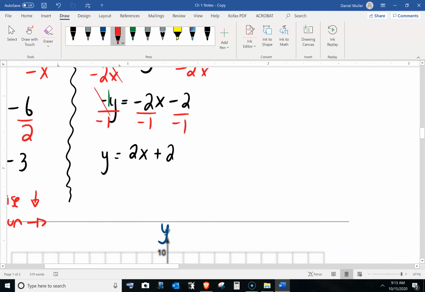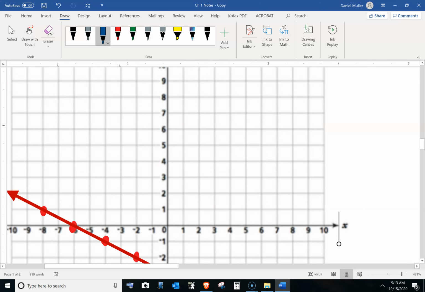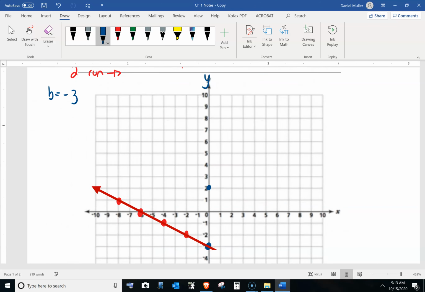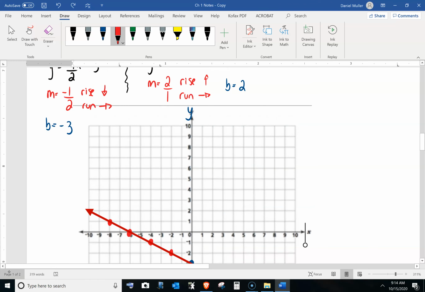Okay, so my slope here, my m, now it just says 2, but it actually is over 1. And so that's going to be my rise. Now it's a positive 2, so that means we're going to be rising up. And it's a positive 1, which means we're going to run to the right. And then we have our starting spot. We cross the y-axis at 2. 2 is our y-intercept. So I'll cross the y-axis here at 2. And then I can do my slope, which will be a rise of 2 and a run of 1.